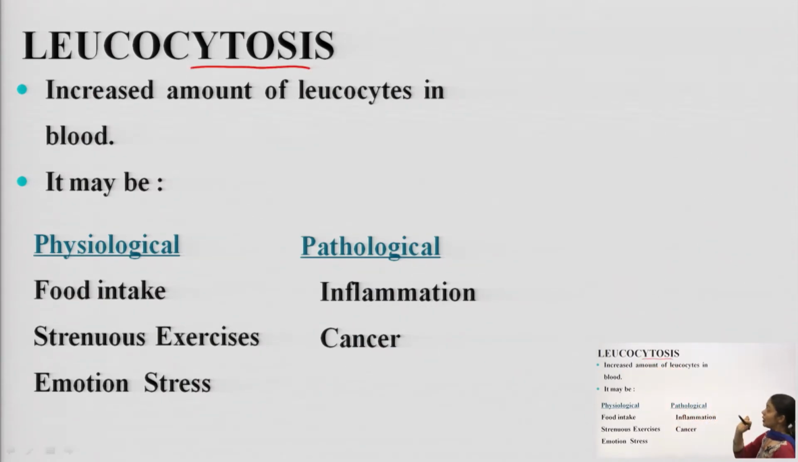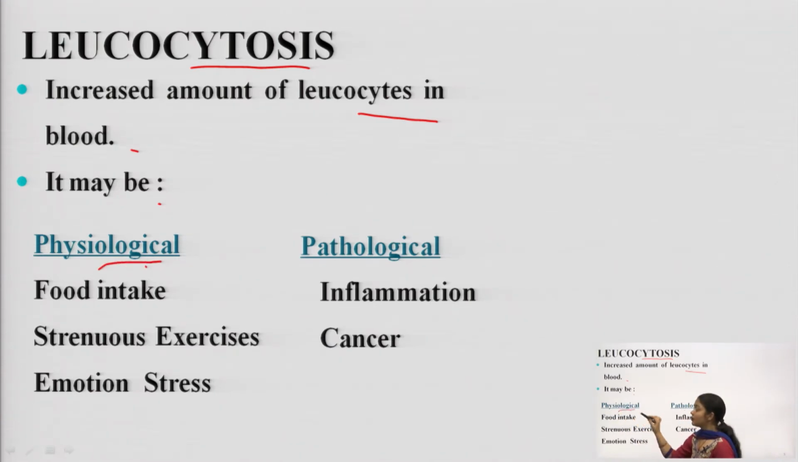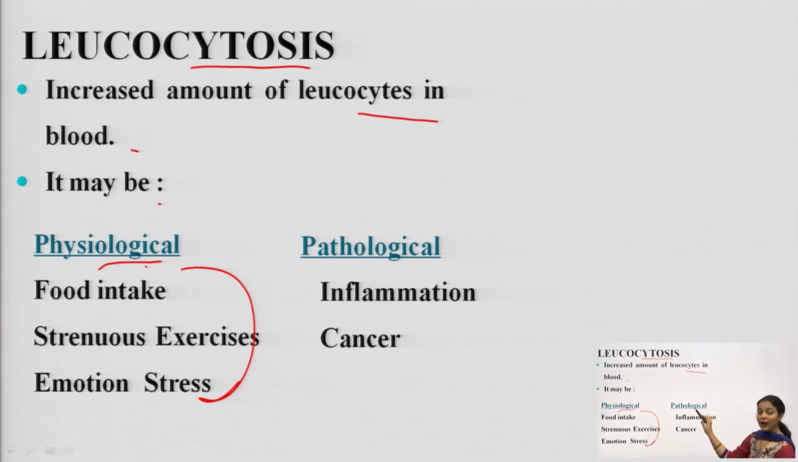Leukocytosis is the increased amount of leukocytes in blood. It may be physiological or pathological. Physiological means due to some non-pathological reason, which may be due to food intake, strenuous exercise, or emotional stress. It recovers when these factors subside. Pathologically, it is due to some morbid conditions like inflammation and cancer.